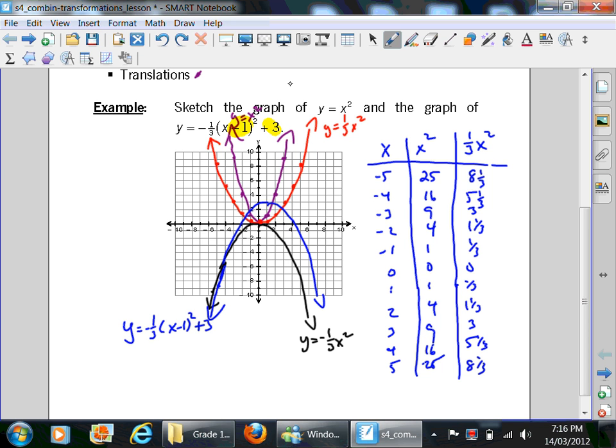So the important thing to note here is step 1 is any kind of compressions or stretches. Step 2, do the reflections. Step 3, do any translations. You have to do it in that order, okay? And then you're laughing. So there you go. That's how you get full marks on something like this. And with the compressions and stretches, you really have to do a table of values. The reflections and the translations, you don't necessarily have to, but you can if you want.